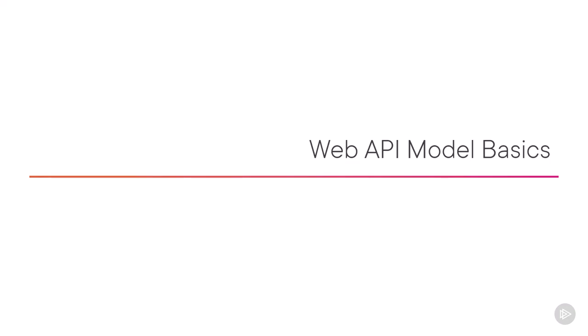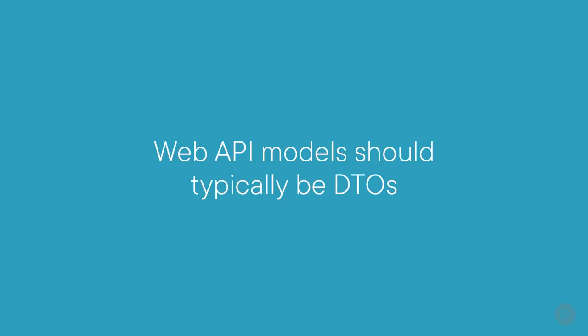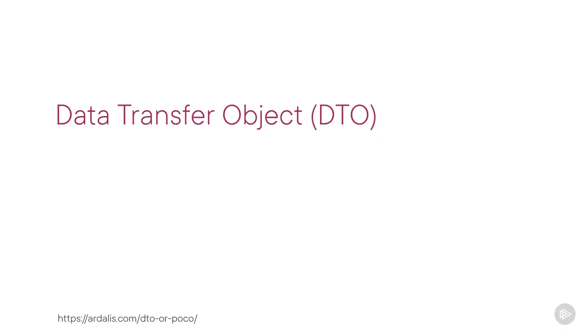Let's get started with the basics of web API models. The most important takeaway is that your web API models should almost always be DTOs. So, what is a DTO? A DTO is a data transfer object. Data transfer objects are objects that have no behavior, only state, just properties, no encapsulation.